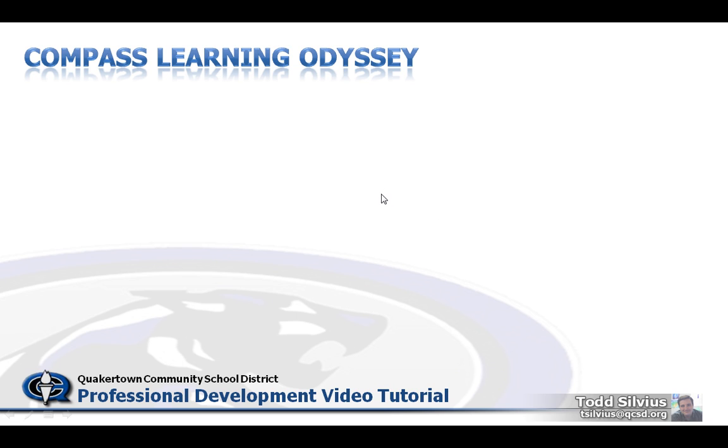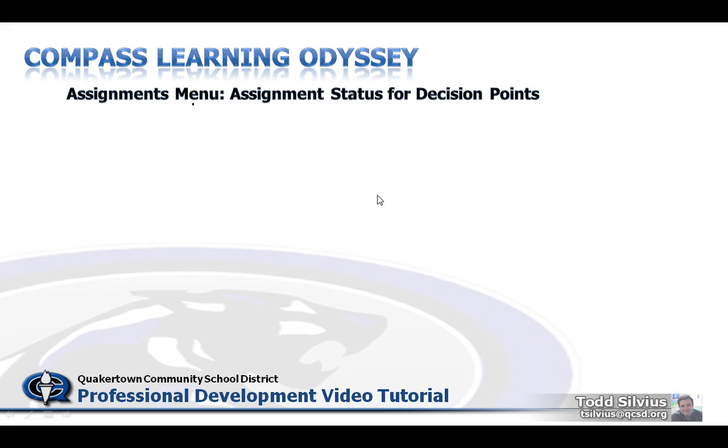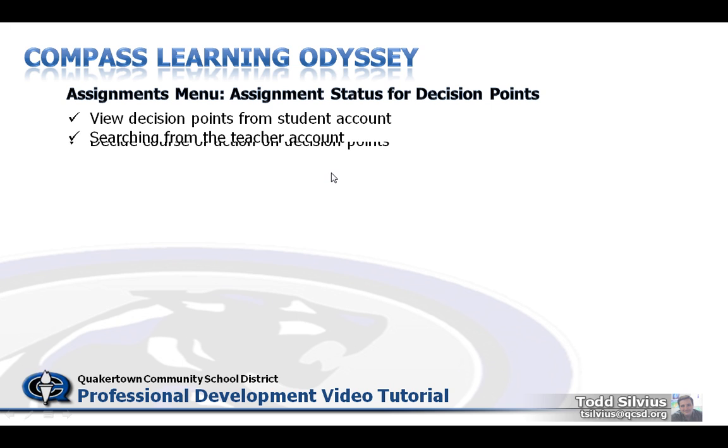This tutorial is going to review the assignments menu, specifically the assignment status for clearing decision points. Before we clear decision points, let's get an understanding of what a decision point is from the student account. And then we're going to search from the teacher account for the student in our classes and find their decision point and how we're going to act on it. That is going to be our third point when we get to it in our tutorial.